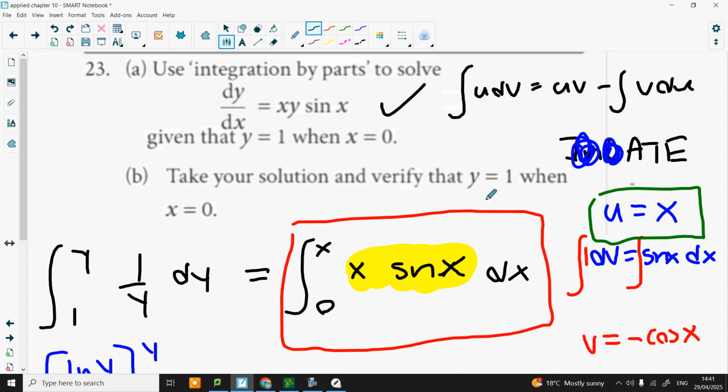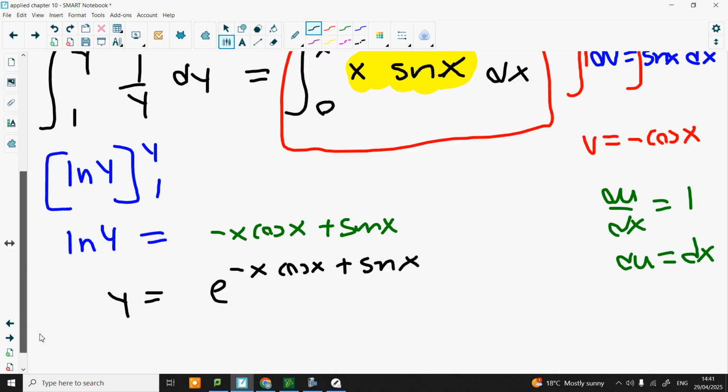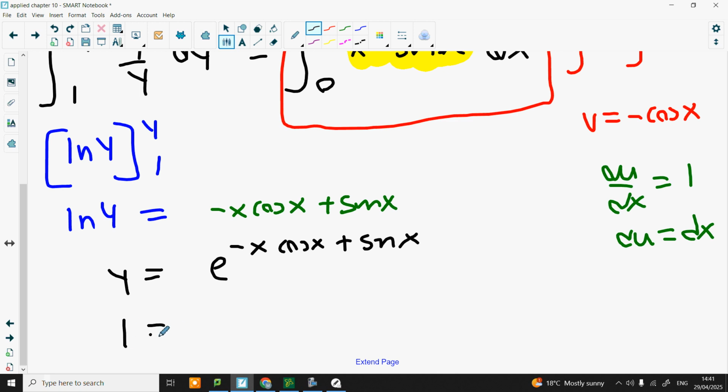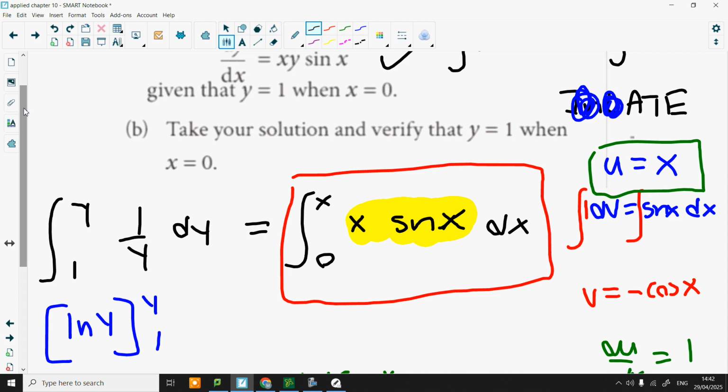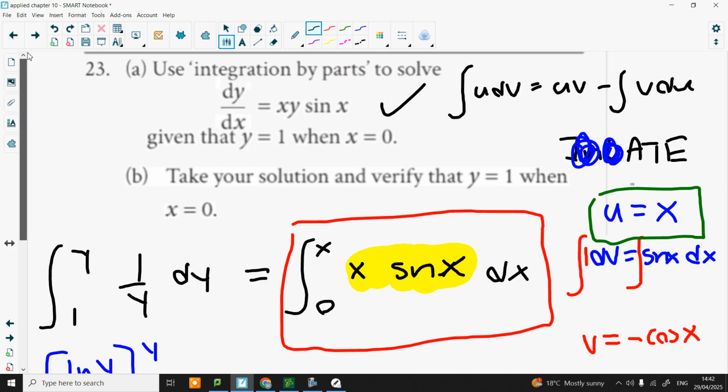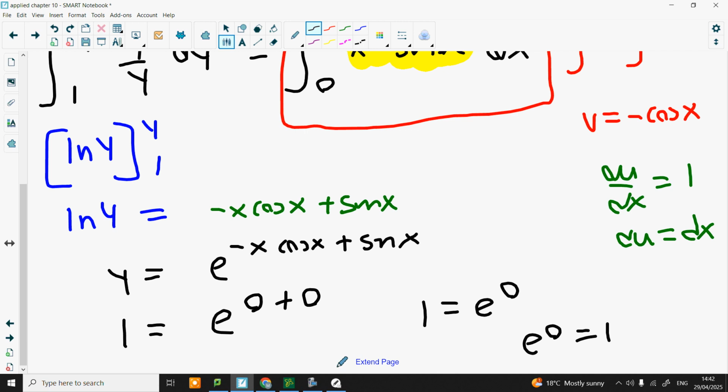Take your solution and verify that y equals 1 when x equals 0. No hassle. All we have to do is put 1 here, and then we do e to the power of 0, isn't it? So that's going to be 0 plus 0, and 1 equals e to the power of 0. Therefore, e to the power of 0 is 1. I don't know what they're thinking in this question, but the solutions are insane. Okay, done. All right, done.